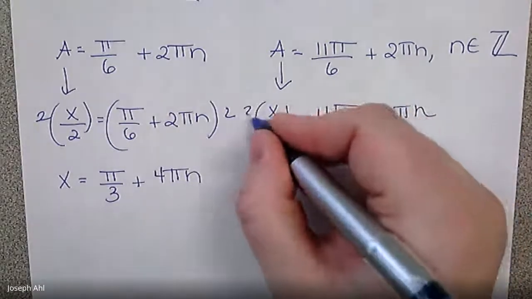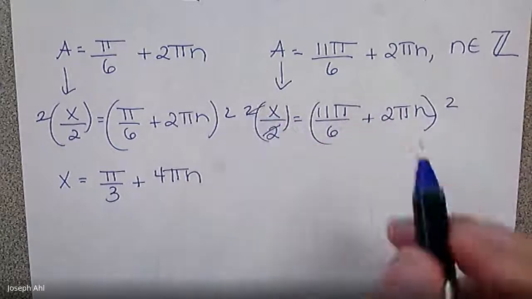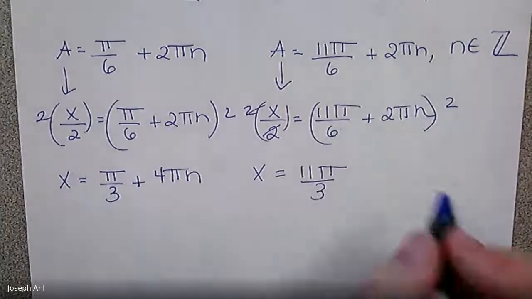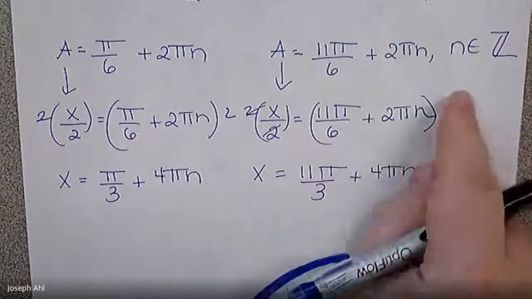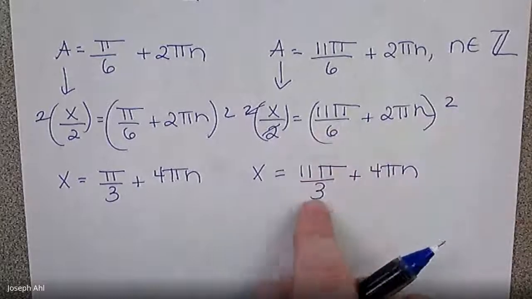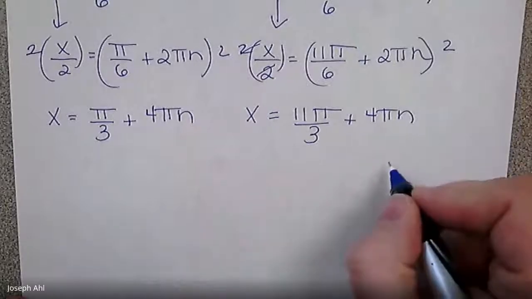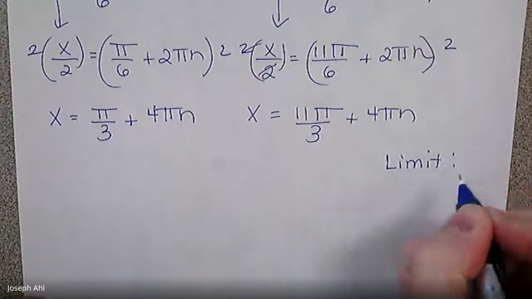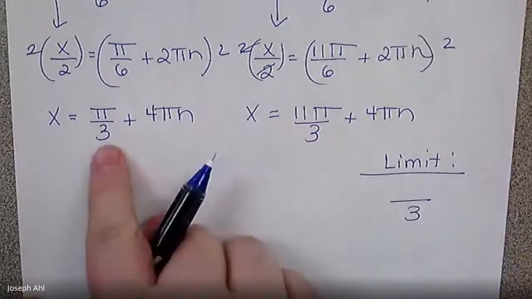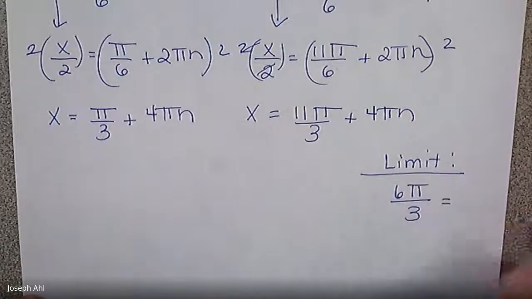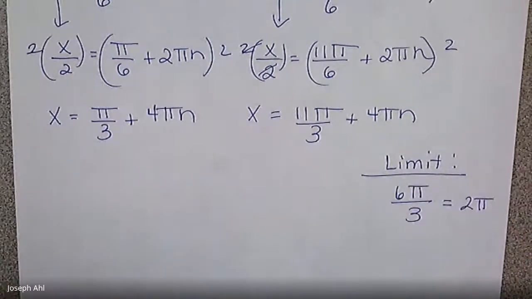Same thing over here. If I double both sides, these cancel, right? You get x equals, well, this is going to be 11 pi over 3 plus 4 pi n, right? The 2 would go into that 6, and you'd have a 3 down there. Hopefully that canceling makes sense to you. When I go to start plugging in values for n in just a moment, let's talk about the limit. The limit is something out of 3, since these are my denominators. Well, 2 pi is the same thing as 6 pi over 3. So if we establish that, we can start plugging in for n.